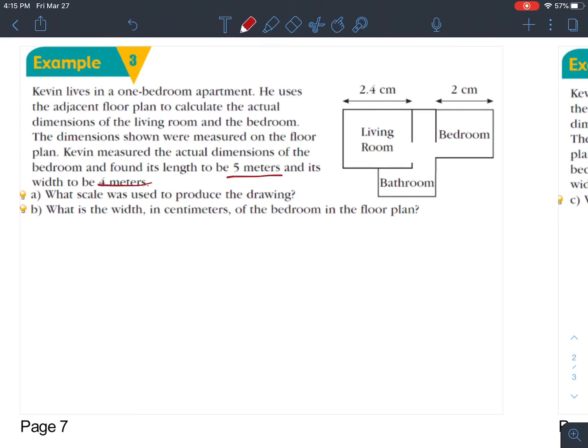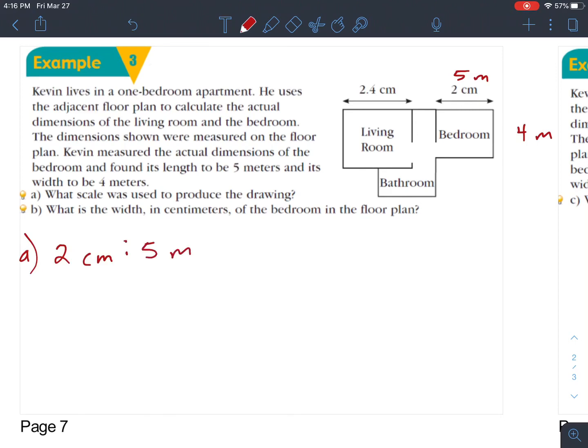So it's a little tough to see, but it appears as though this is going to be the long side. So I'm going to call that 5. And then we are told that its width was going to be 4. And the question, part A, what is the scale? Well, we see that the 5 meters and the 2 centimeters there are lining up. So let's go ahead and write 2 centimeters to 5 meters.